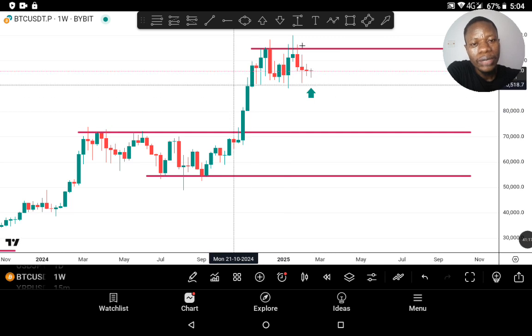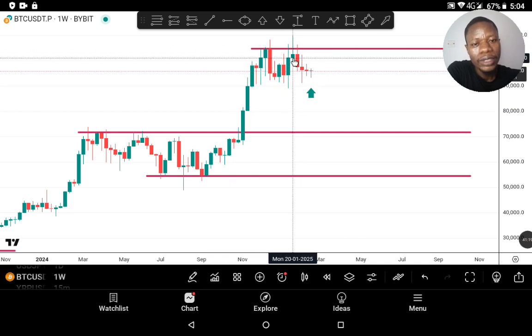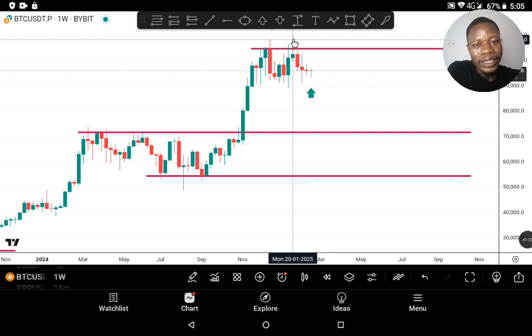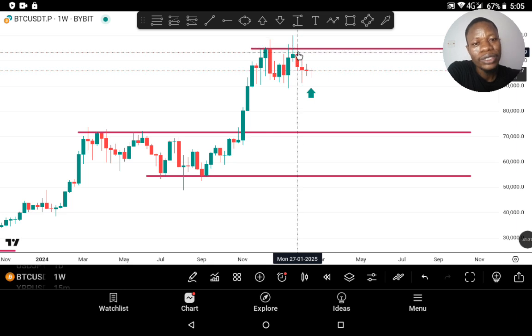So you can see this. What kind of rejection candle is this? This, should I say, shooting star? This is a shooting star. So after the formation of this candle, in January, the third week of January, I expected that the market should sell. And I've been looking for a short opportunity in the market even till now.